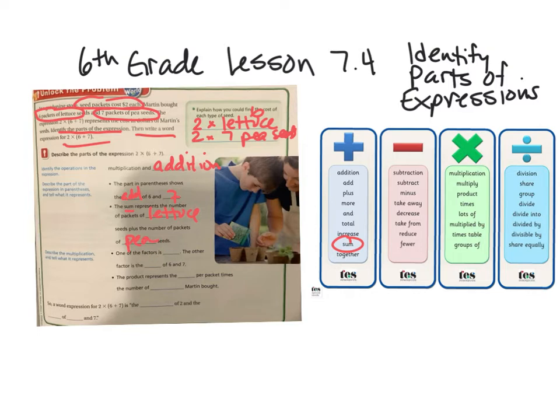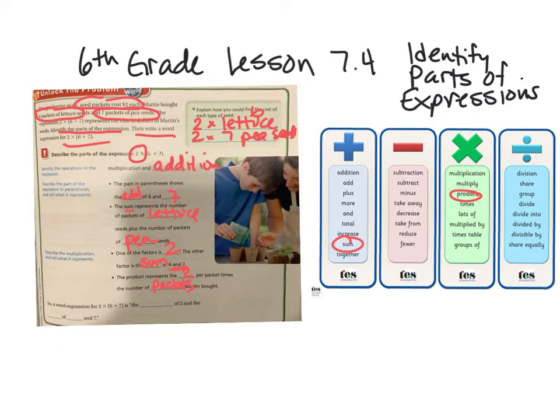One of the factors is 2, right? Because it's the dollars, $2. The other factor is that combination, the addition of the sum of 6 and 7 put together. So I'm multiplying 2 times that sum together. The product, remember, product is the answer to a multiplication problem, represents the $2 per packet times the number of packets Martin bought. 2 times the number of packets.